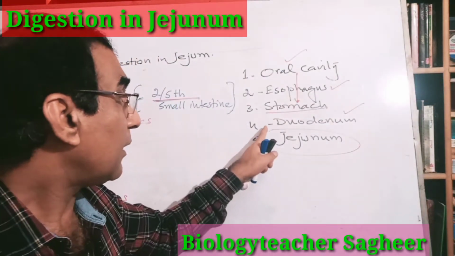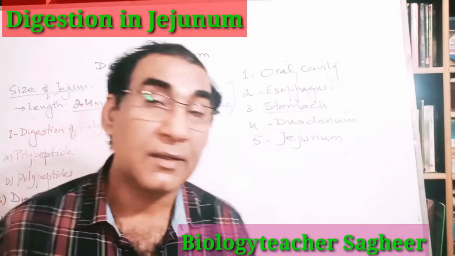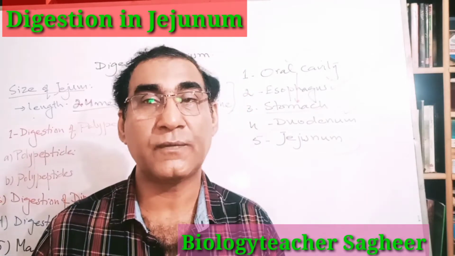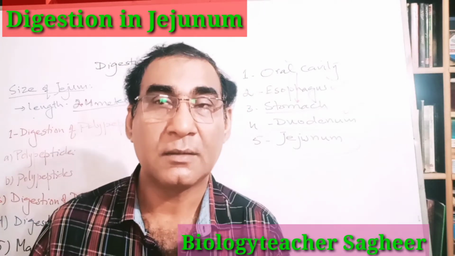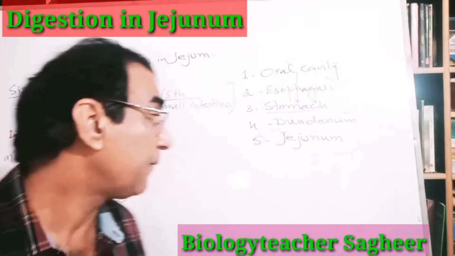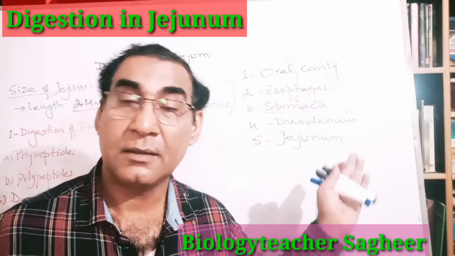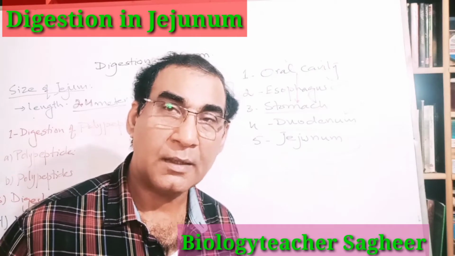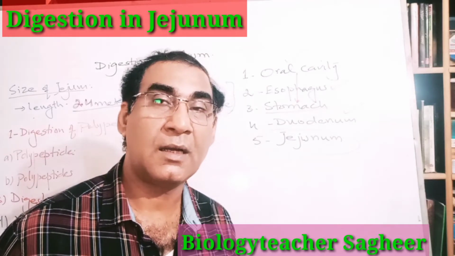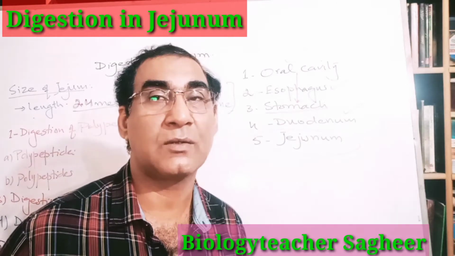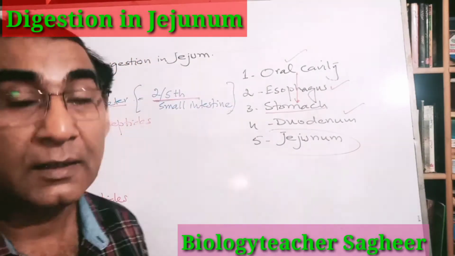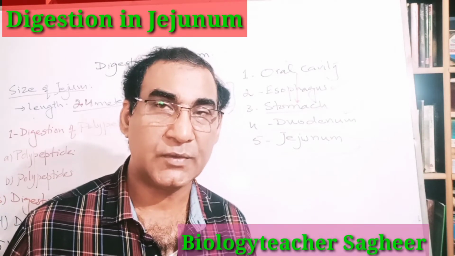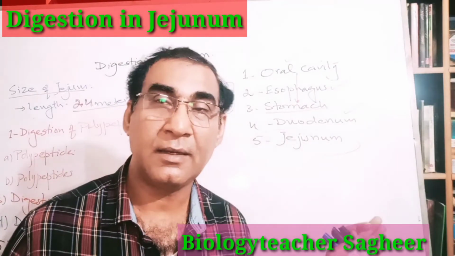In the duodenum, you also studied that the digestion of proteins occurs by trypsin and chymotrypsin, and the digestion of carbohydrates continues. You studied that the emulsification of lipids occurs in the duodenum, and then those emulsified lipids are converted into glycerol and fatty acids by the action of lipase. Today, we are going to discuss the complete digestion of the food material in the jejunum and ileum.